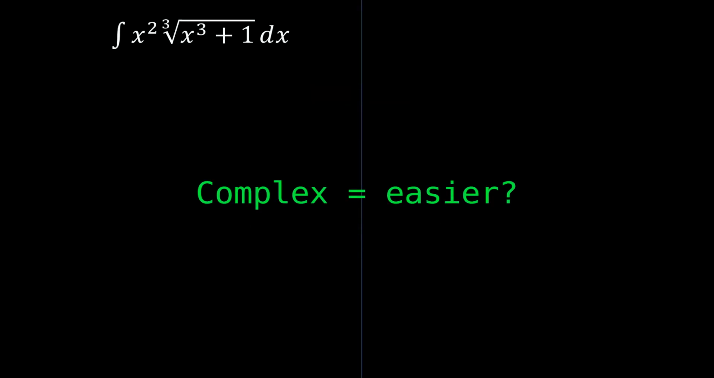Sometimes it's easier to integrate something with a complex integrand than it is to integrate something with a simple integrand. This is because when we have a simple function and we differentiate it, it'll typically become more complicated, not less. Let's look at an example.